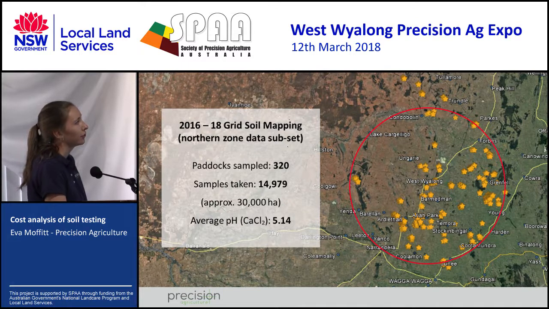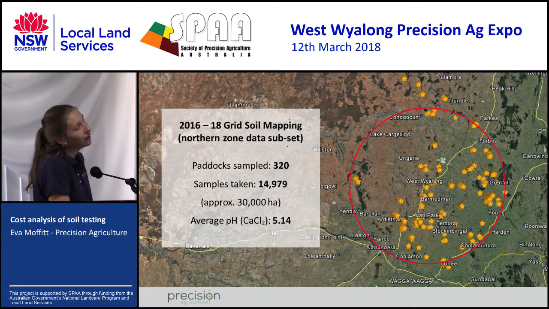So I've taken about a 100-kilometre radius of West Wyalong and I've filtered our data set for that. I've also added in a couple from up further north because I felt like they'd be relevant to today. So 320 paddocks are in this data set. Nearly 15,000 samples taken, which is about 30,000 hectares. So interestingly, the average of that data set was 5.14 pH in calcium chloride.